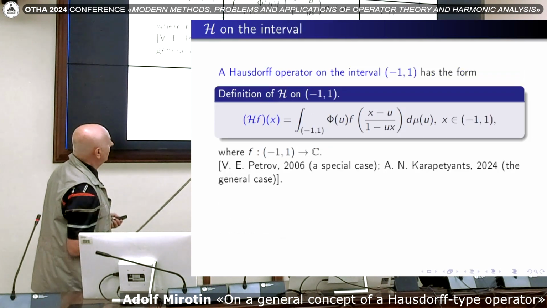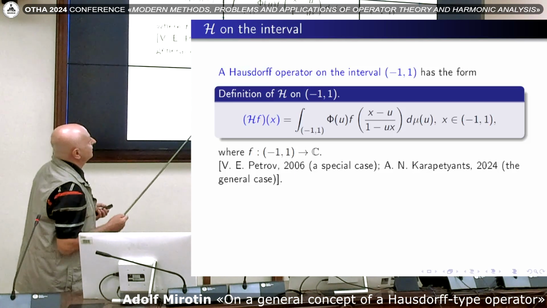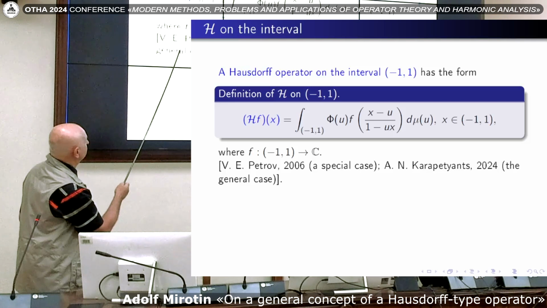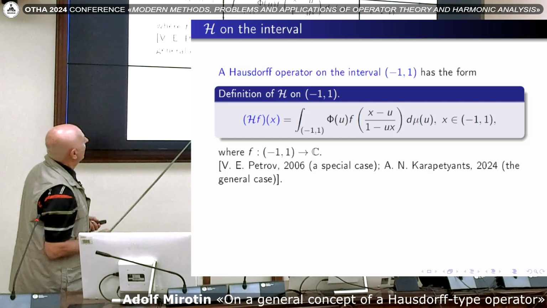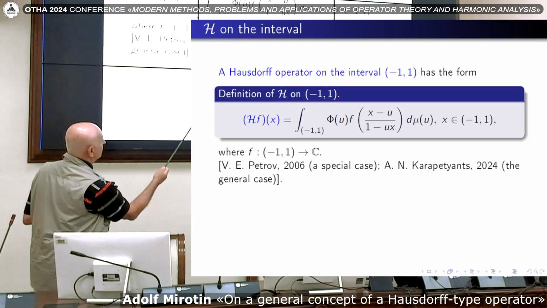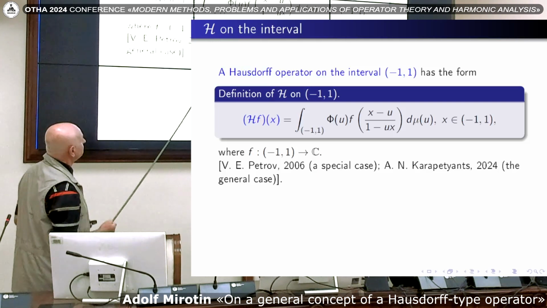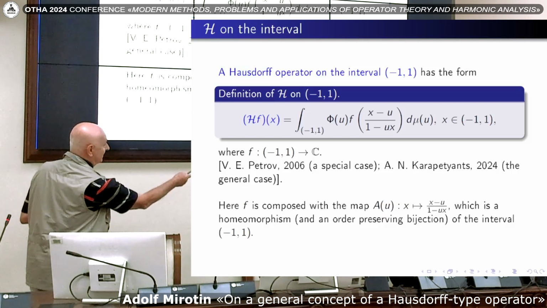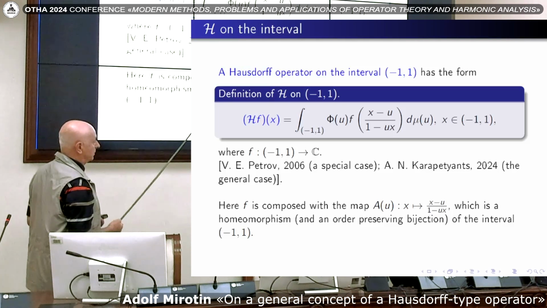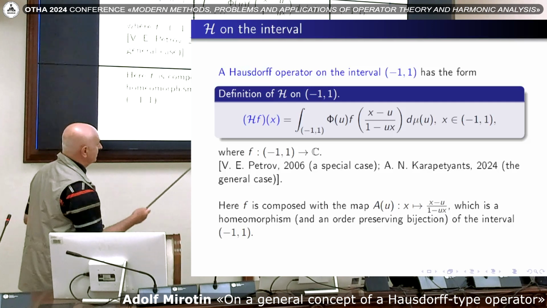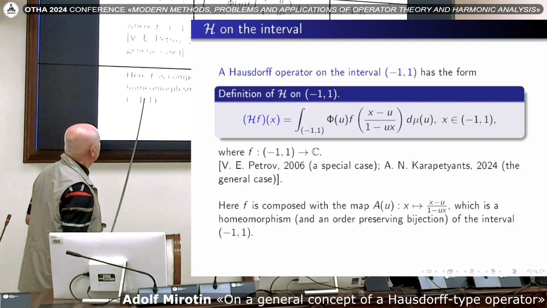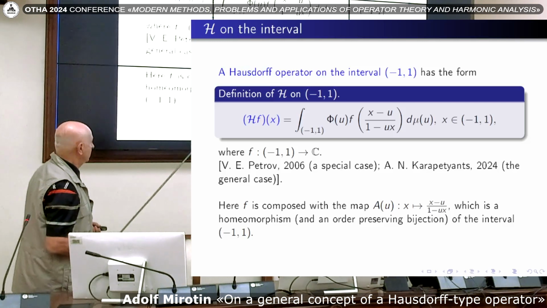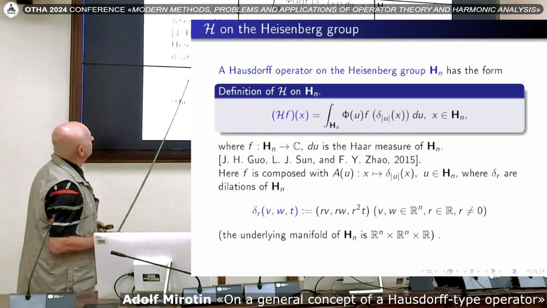of the disk. And the next example was introduced in most generality by Alexey Nikolaevich Karapetyants, and it was studied in special cases by Professor Petrosyan in 2006. And here we have the measure mu. This is a positive measure on the interval (-1, 1). Phi is a given kernel, and f is composed with the following functions. In the case of the interval, u is, of course, also a point in this interval. And in this case, this is a homeomorphism of this interval as a topological space and an order preserving bijection if we consider this interval as an ordered space. And the last example is more complicated.